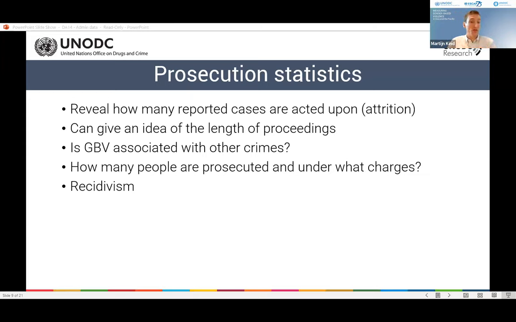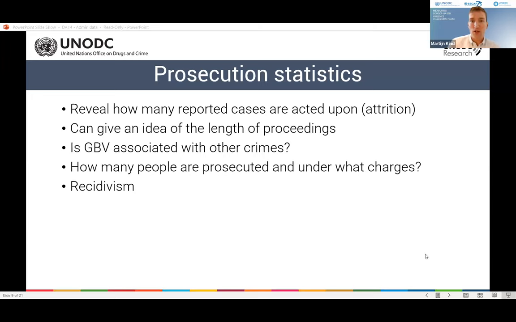So if we have, for example, 100 reported cases of gender-based violence, but the prosecution only files charges for 20 cases, we could be interested to learn, okay, why is this actually the case? Are they dramatically understaffed? Is there a lack of evidence, or are they unfamiliar with the topic and not sure how to proceed? So this could just be a lack of training or sensitization of staff members. And then administrative data could give you an indicator of this, but of course, further, probably qualitative research would need to be conducted to provide conclusive answers to these questions.